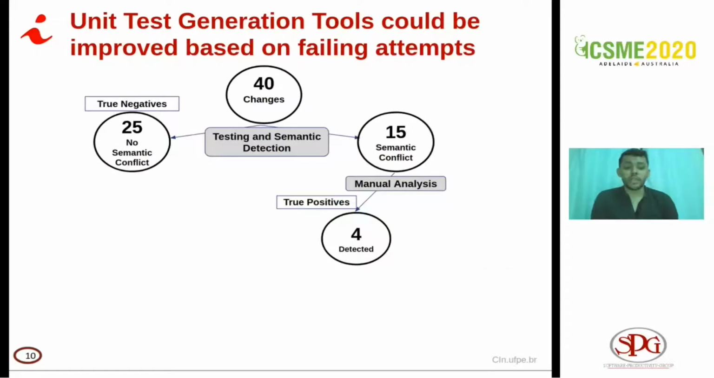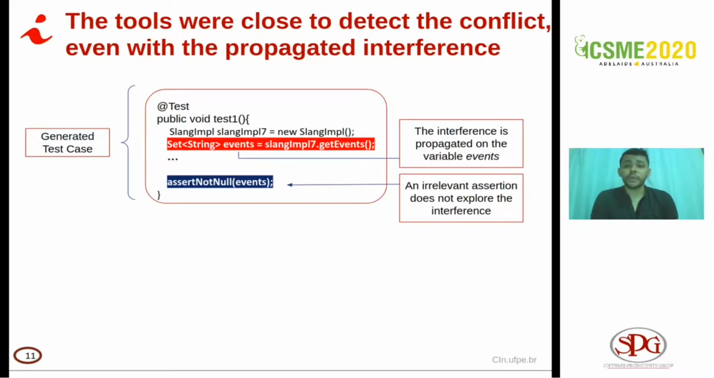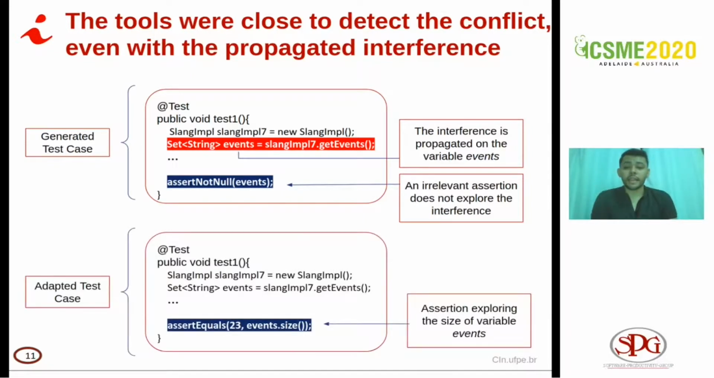Aiming to understand the null detection for the remaining 11 cases of our sample, we manually analyzed the generated test suites for these cases. In this case, the tools were close to detecting the conflict, as the interference propagated on the local variable events, highlighted in red. However, the assertion, highlighted in blue, only checked whether this variable was not null. Adding a new assertion, highlighted in blue at the bottom, exploring the size of this variable events would have been enough to detect the semantic conflict.